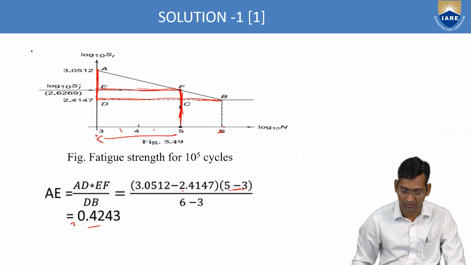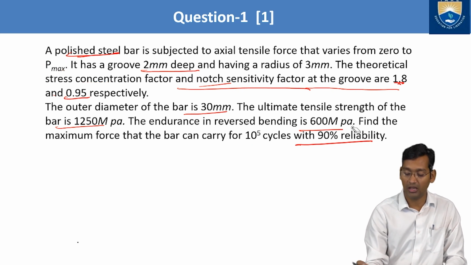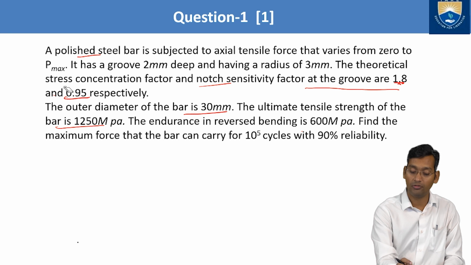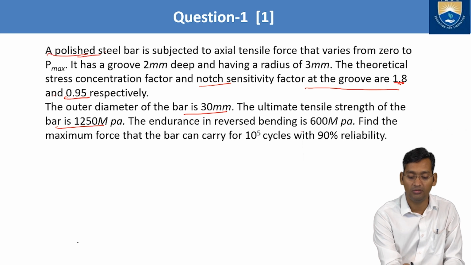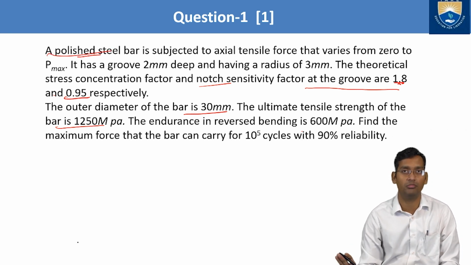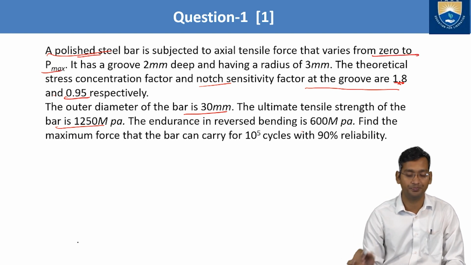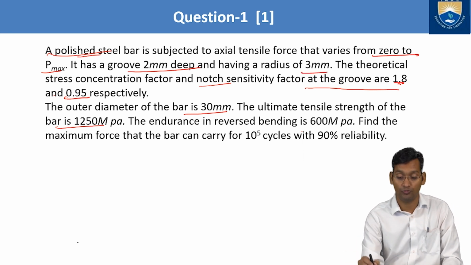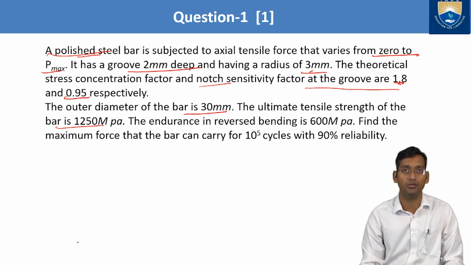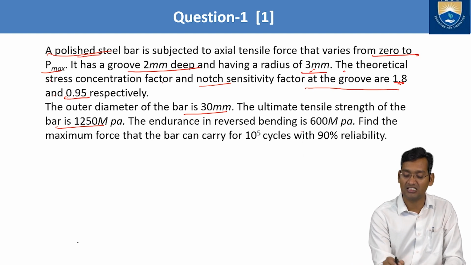Okay. So let's see this question once again quickly. With the given conditions, we have to find what is required, like the given data and what you have to find with the question mark. So here it's given as polished steel. This surface is polished. Okay. The load P min to P max is given. The groove of 2 mm deep is also given, having a radius of 3 mm. So from here we can find the area. Right. So this will be the area. The theoretical stress concentration factor and notch sensitivity are given as 1.8 and 0.9.